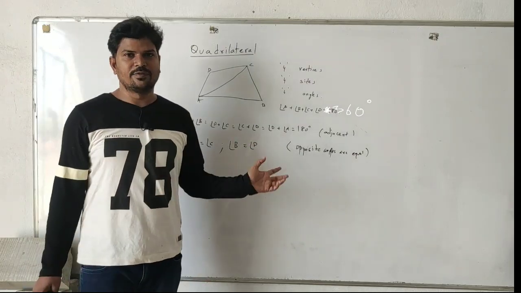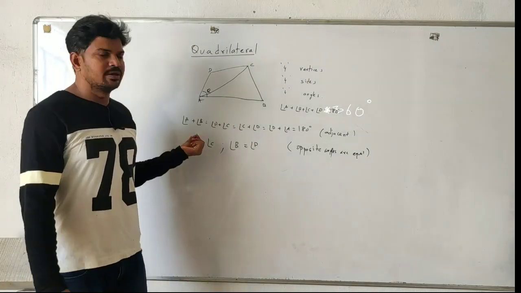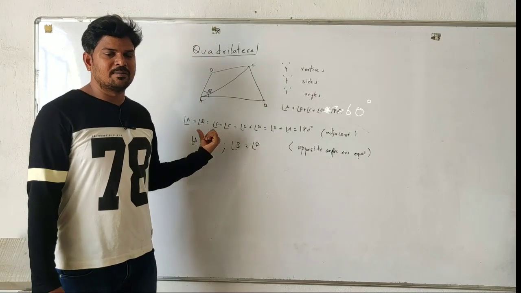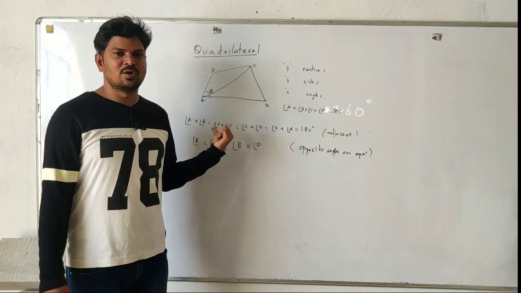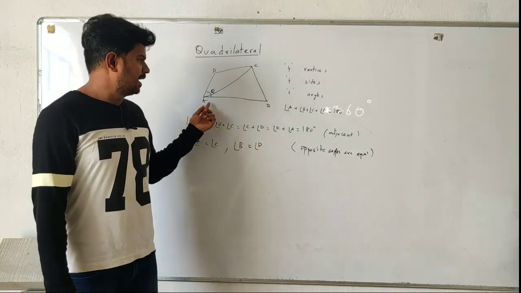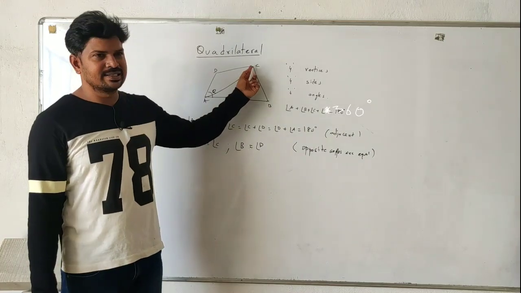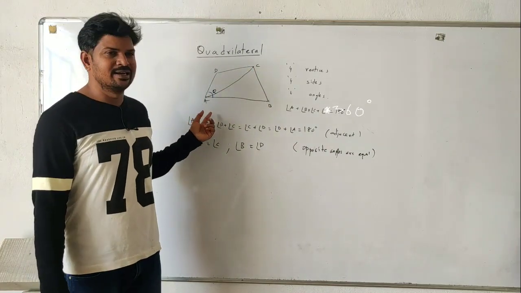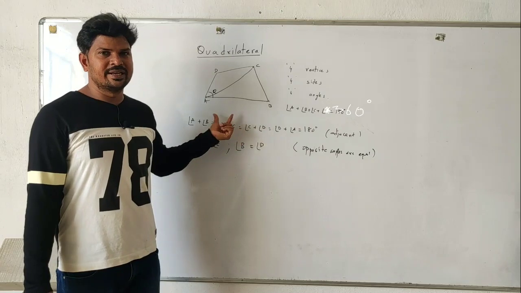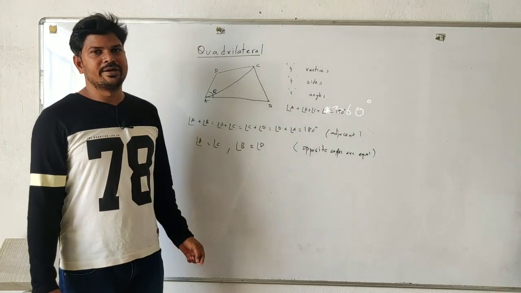Next, in a quadrilateral, the sum of adjacent interior angles is equal to 180 degrees. That is, angle A plus angle B is equal to 180 degrees, angle B plus angle C, angle C plus angle D, angle D plus angle A. Any sum of adjacent interior angles is 180 degrees.